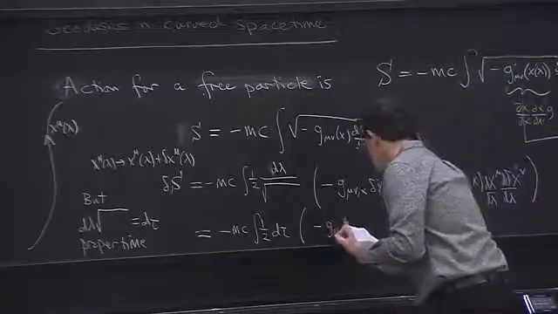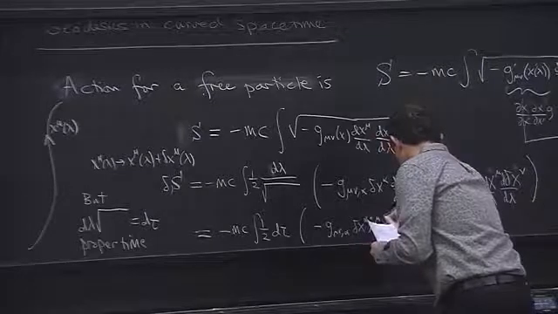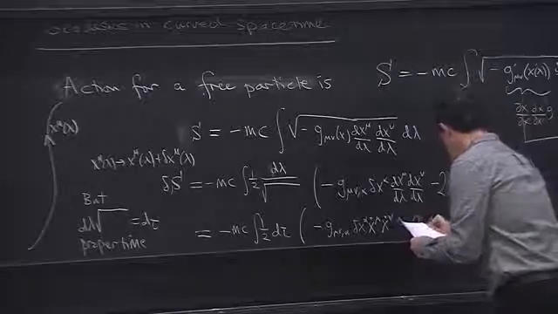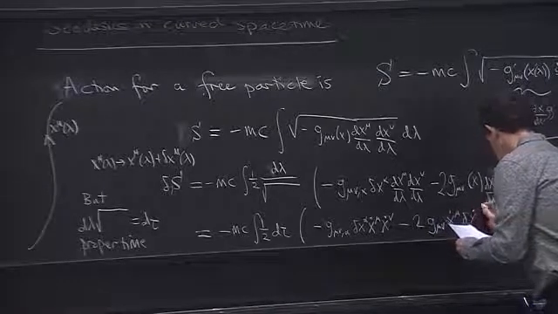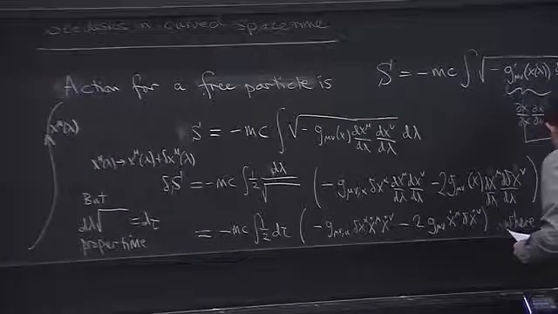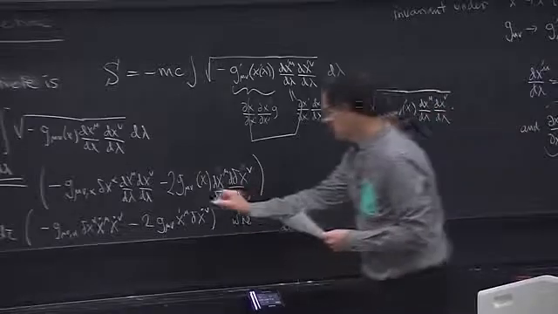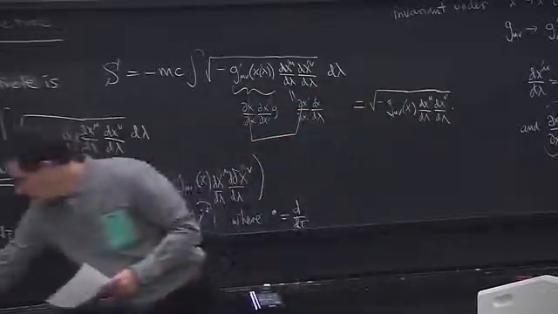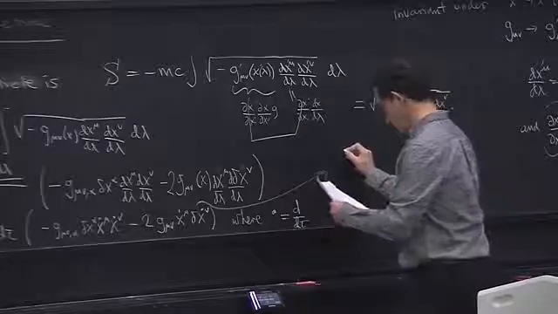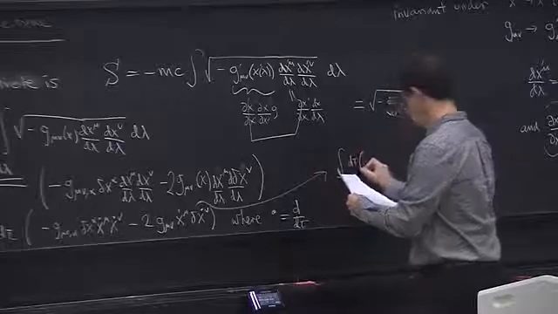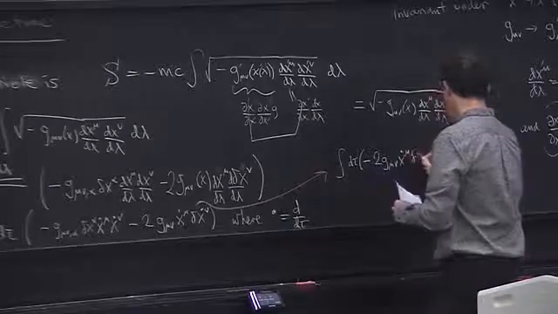So now I'll write this as minus g mu nu comma alpha delta x alpha x dot mu x dot nu minus 2 g mu nu x dot mu delta x dot nu, where dot is d by d tau, d by d proper time. Now, this last term here is equal to integral d tau of minus 2 g mu nu x dot mu delta x dot nu.